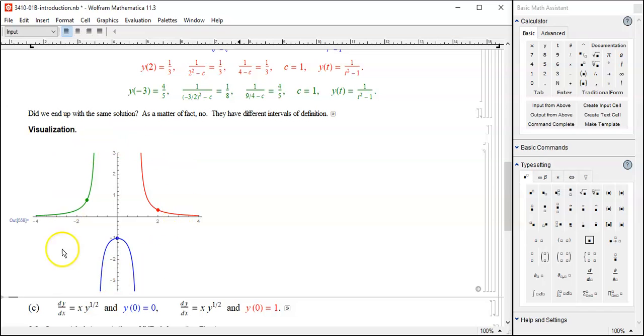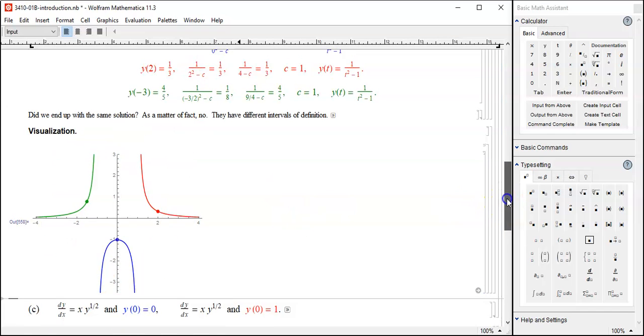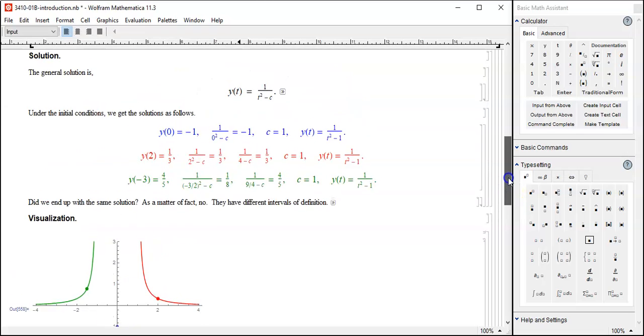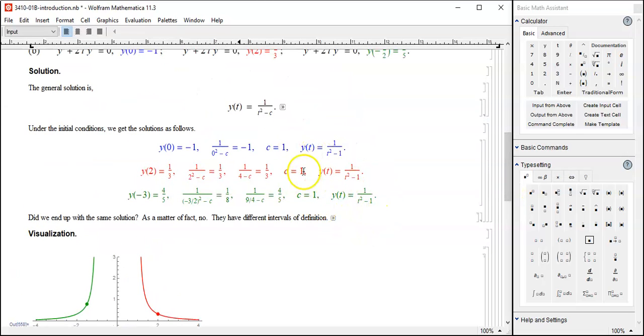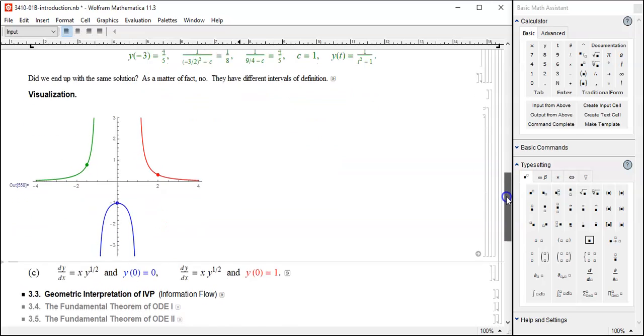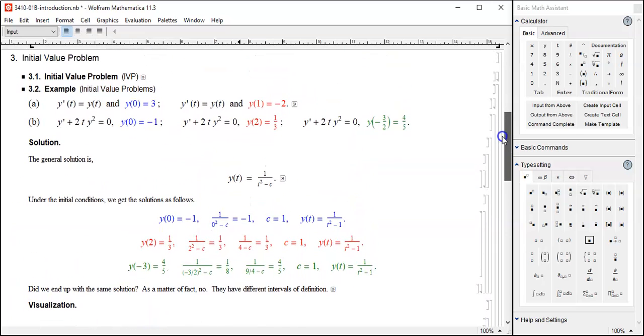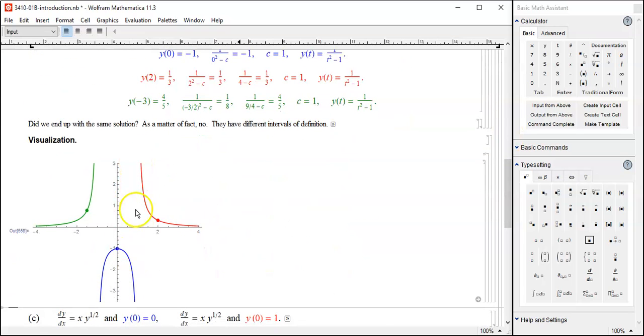Now that you saw the visualization, you have the idea. Let's go back and look at those solutions and pretend you don't see this graph and try to answer what are the intervals of definition. Let's see. This expression makes sense whenever denominator is not 0. So denominator is 0 when t squared minus 1 is 0, so we have 1 or negative 1. Positive 1 here and negative 1 there. There we have two vertical asymptotes.